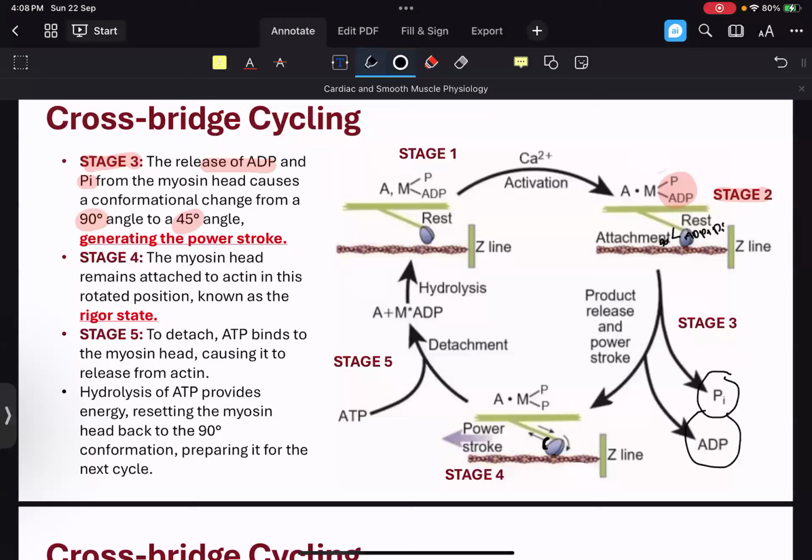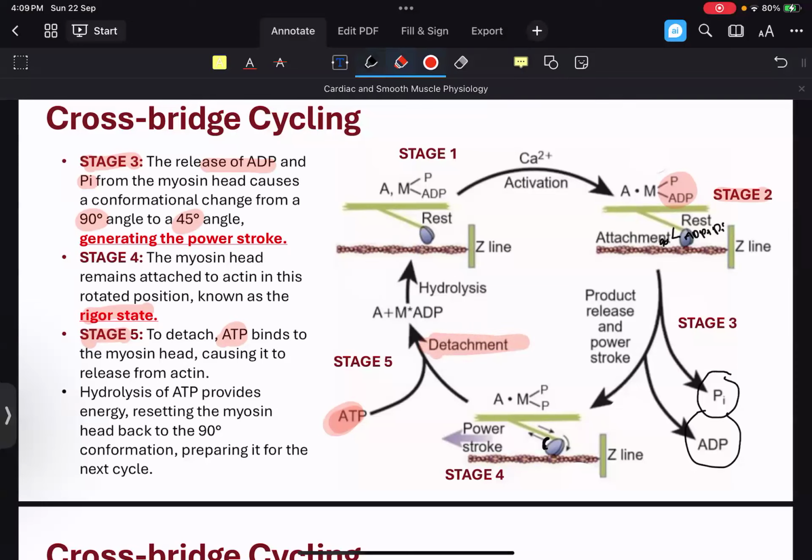What happens in stage 4? What they're saying in stage 4 is that if you do not have ATP, if ATP does not come in and attach to the myosin head, you will be stuck in this state. And when you get stuck in the state, it's called a rigor state. That's all that's happening in phase 4. Nothing new. So the actin will remain in its position, the myosin will remain in its position, and now what you're in is called a rigor state until stage 5 happens, where ATP comes in. Once ATP comes in and binds to the myosin head, you'll have detachment.